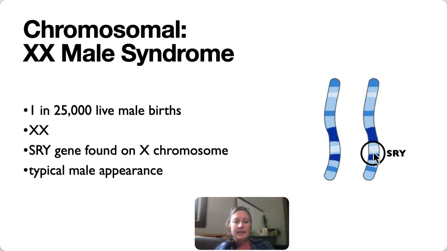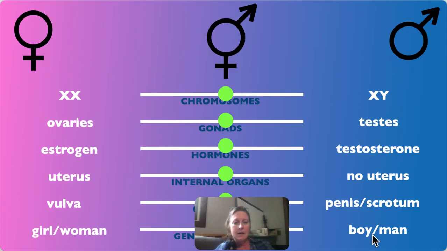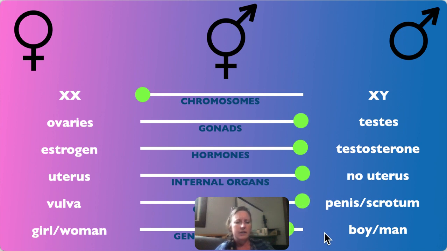If the father passes this X chromosome on in his sperm and it combines with another X, even though this person has two X chromosomes, they have the SRY gene, which will cause them to develop as male in terms of internal and external anatomy. This occurs in like 1 in 25,000 live male births. So in this case, we've got XX, but testes, and testosterone, and no uterus, penis, scrotum, and generally this person identifies as a boy or man.